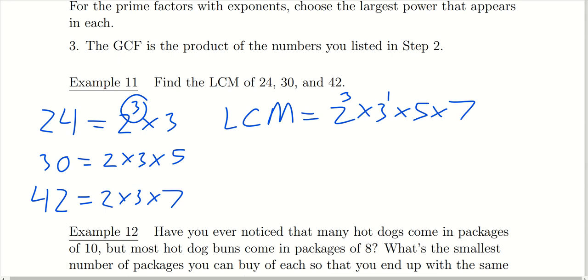Notice that the 24 and the 42 didn't have any 5's. However, the 30 had 1 5. So 1 5 is the most. So we're going to have 1 5 in the LCM. And similarly, the only one that had a 7 was the 42. So it had the most with 1 7. So this gives us our LCM, but it's in factored form. It's going to be 2 cubed, which is 2 times 2 times 2, times 3 times 5 times 7.